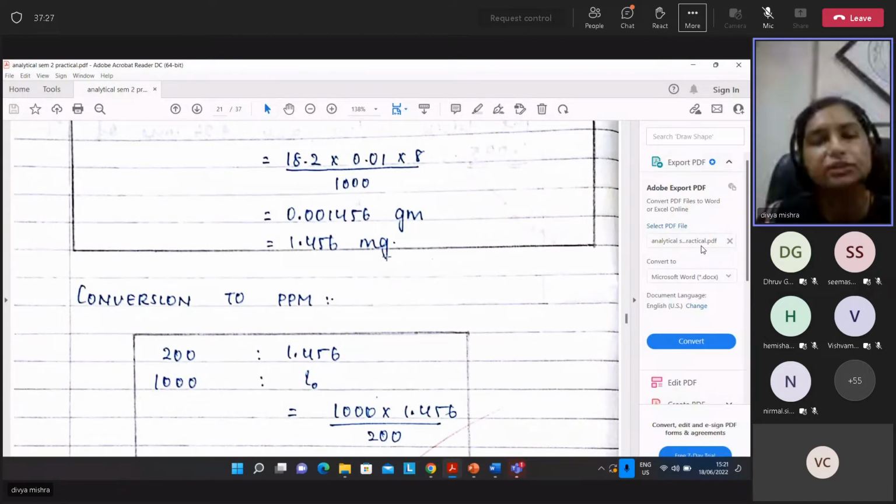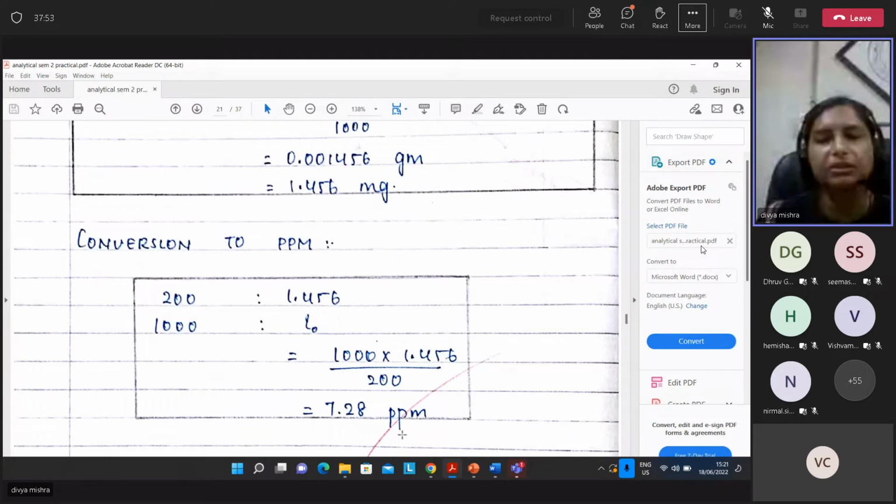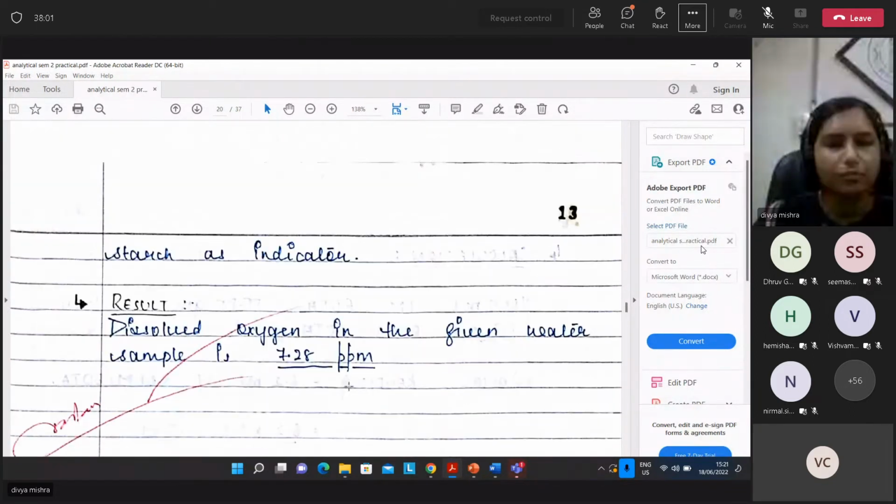Now we will convert this to ppm. The total capacity of our reagent bottle is 300 ml. We have taken the sample here 200 ml. So in 200 ml we are getting 1.456 milligrams. What will it be for 1000 ml, because we want to convert it to parts per million, 1 liter. So we will calculate it for 1000 ml. So this has been converted to parts per million. You can see it is around 7.28 parts per million. So dissolved oxygen in the given water sample is found to be 7.28 ppm.